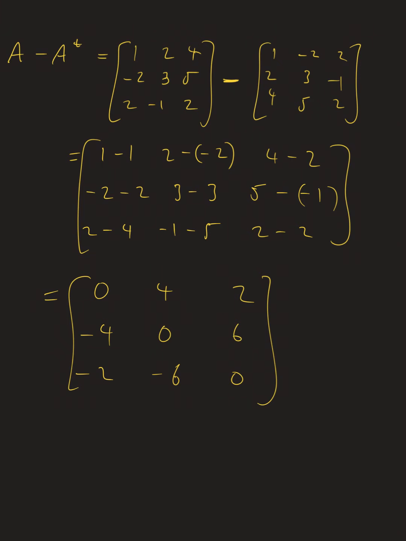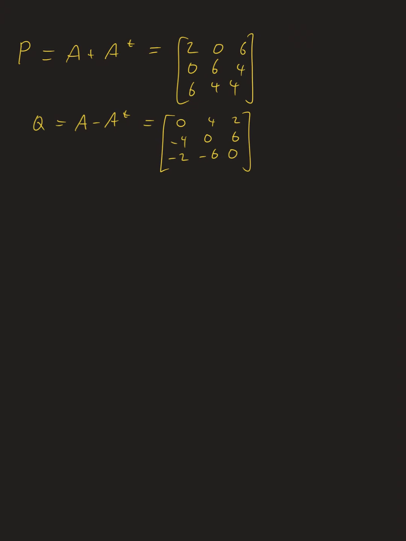So this is anti-symmetric in that when you look at the mirror images across the diagonal, you get minus the same number. So 2 and minus 2, 4 and minus 4, 6 and minus 6. So there's our two matrices P and Q. That's A plus A transpose and A minus A transpose. And we're asked to show that we can express A as a sum of P and Q.